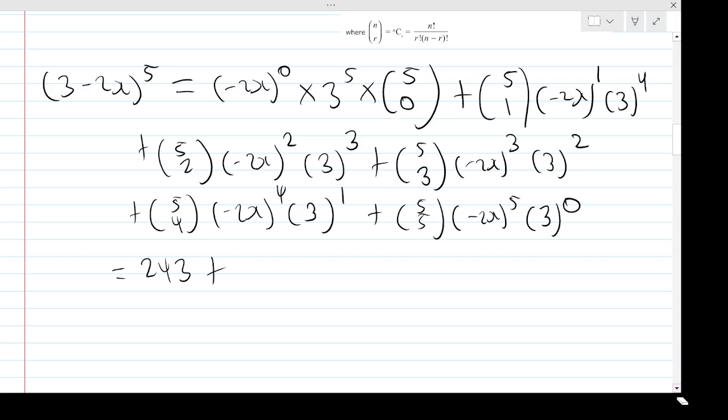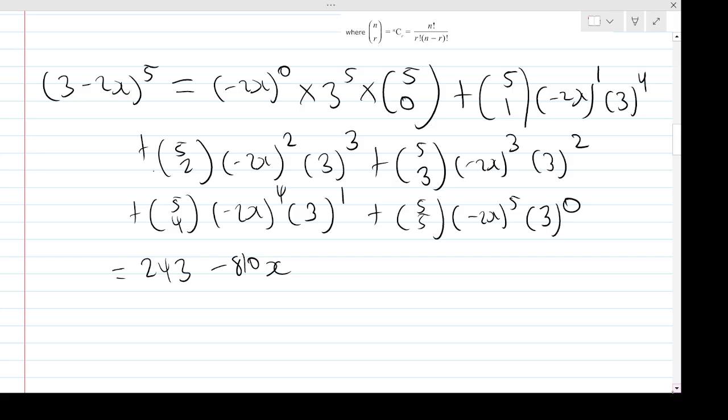Then we have the next term, which would be minus 2x to the 1. Now, minus 2x to the power of 1 here will just be minus 2 times x, so that'd be minus 2. Then 5 choose 1. Minus 2 times 5 choose 1 is minus 10 then. Then we need to times by the 3 to the 4. That would be minus 810, with an x attached to it there.